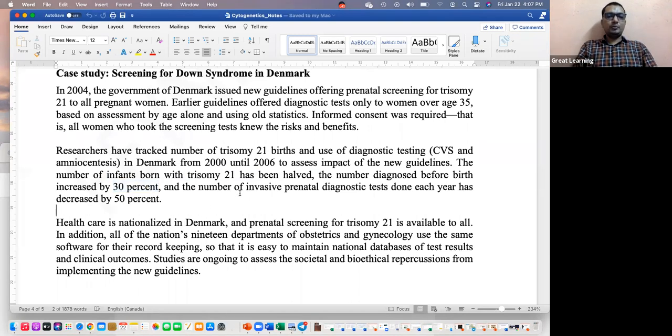And the number of invasive prenatal diagnostic tests done each year has decreased by 50%. So they didn't even have to go for these types of methods like CVS and amniocentesis. They came up with alternative methods. I was talking to you briefly about the PCR methods. There are specific methods where invasive methods can be avoided.